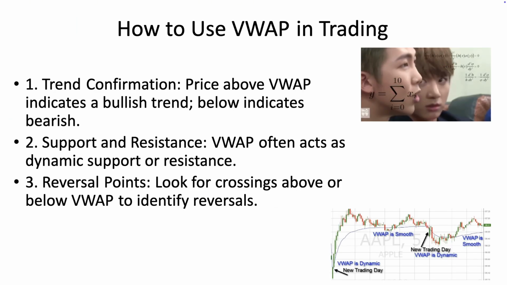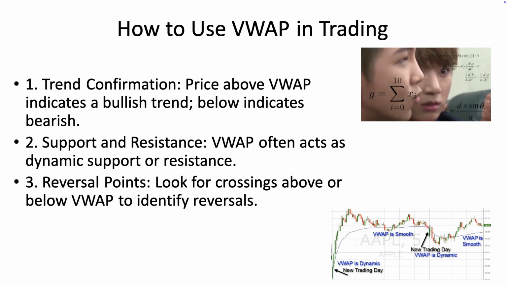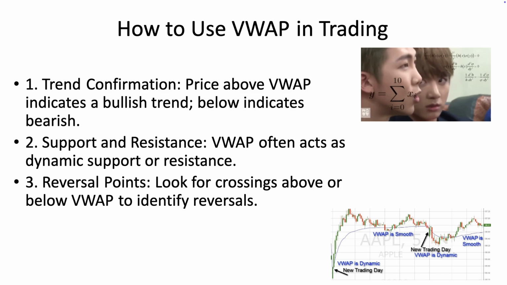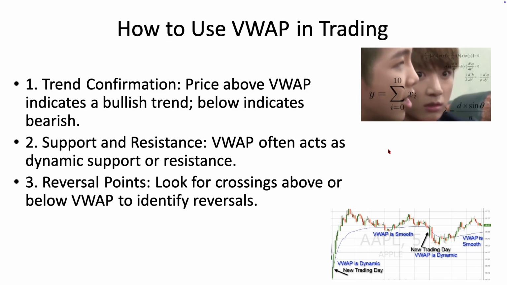So now you may be asking, how should I use VWAP in trading? So basically, here are some practical strategies. So you can see the trend. Basically, if the price is above VWAP, it indicates a bullish trend, and if it's below it, it indicates a bearish trend. You can also use VWAP as support and resistance. It often acts as a dynamic support or resistance level. So basically, sometimes you'll see the price actually bounce off of VWAP, and also reversal points. You can look for a price crossing above or below VWAP to identify potential reversals.